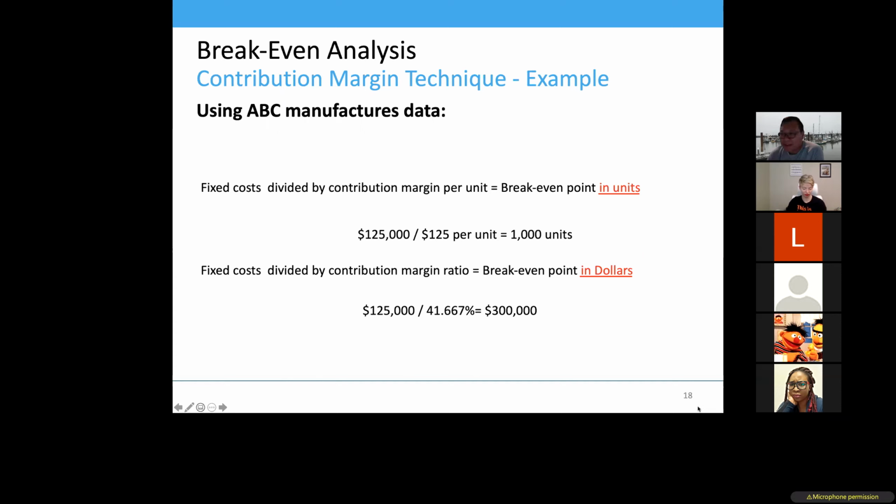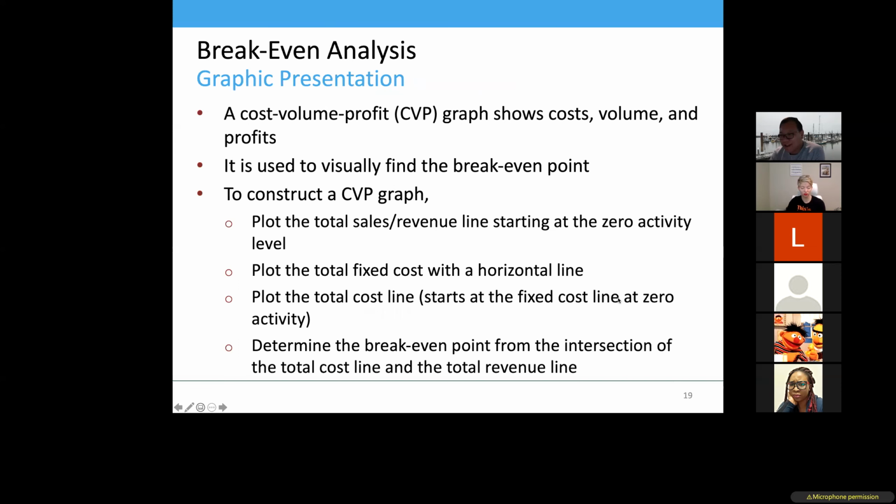So that's my second method, the contribution margin technique. This is probably the easier method. Instead of laying down that mathematical equation, this one is just dividing two numbers, so I think this is a much easier method. But the fun method is really about the graphic. You can draw the picture. In this picture, the cost-volume-profit graph shows the cost, volume, and profit, and you can visually see the break-even point.